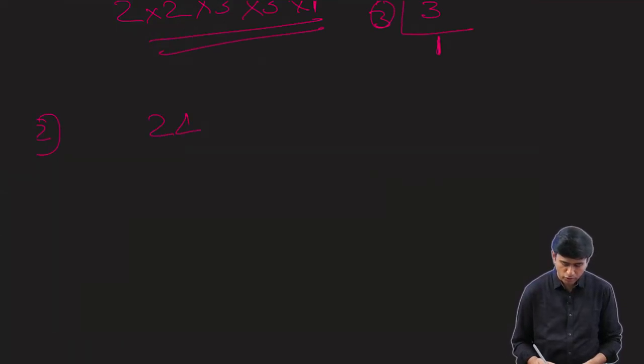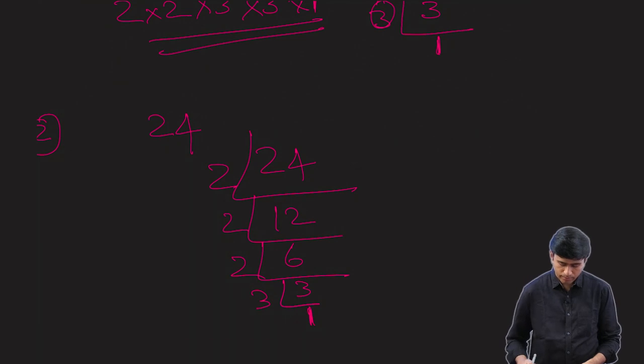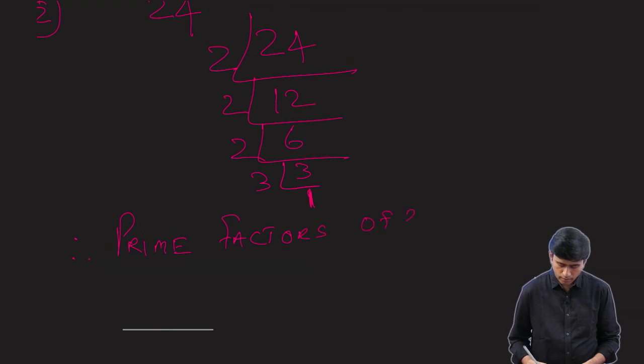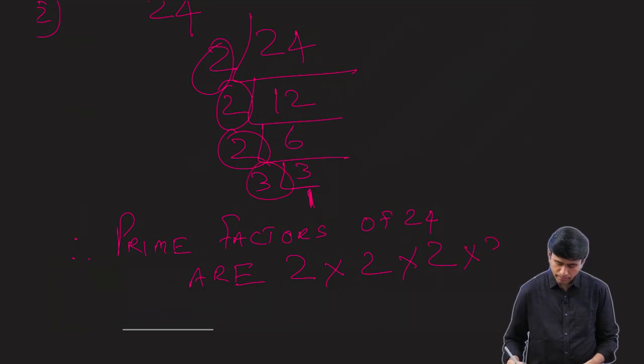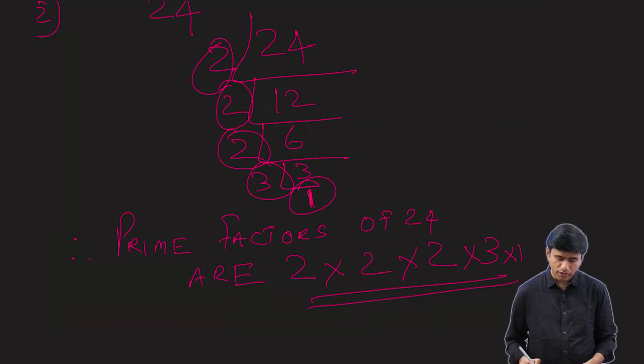Let's find the prime factors of 24. 24, if you divide it by 2, you get 12. 2 6s are 12, 2 3s are 6, 3 1s are 3. So the prime factors of 24 are, go ahead and tell me, 2 into 2 into 2 into 3 into 1. They are the prime factors. This is how you are able to find the prime factors of a given number using the division method.